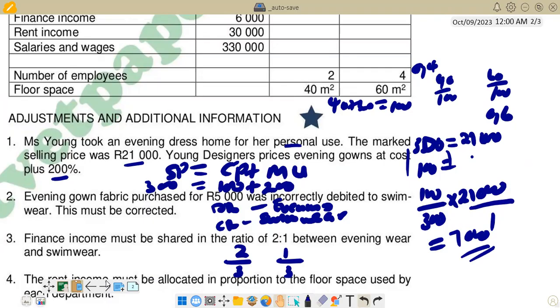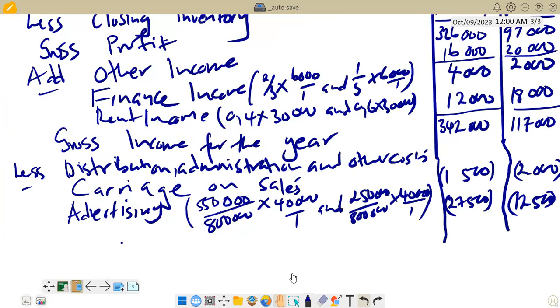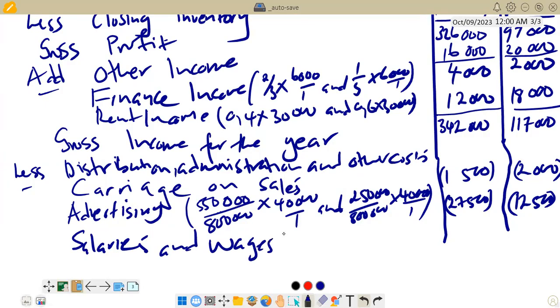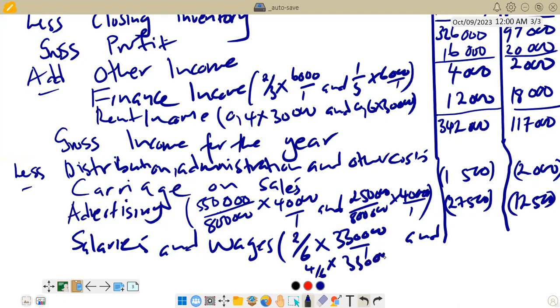So we go there and say salaries and wages. In brackets, the first one we said is 2 over 6, and then we multiply by 330,000 over 1. The other one is 4 over 6, multiply by 330,000 over 1. Then we just put it in brackets.